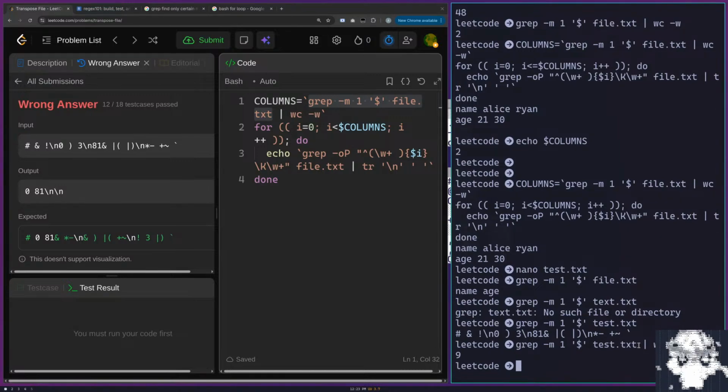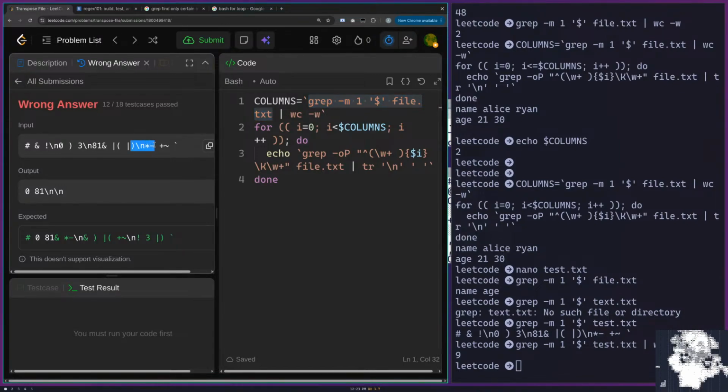Or, 1, 2, 3, 4, 5, 6, 7. But it's giving me 9. Oh wait, I forgot the first character. 1, 2, 3, 4, 5, 6, 7, 8. And then I guess there's a trailing space. No, I don't know why I got 9.